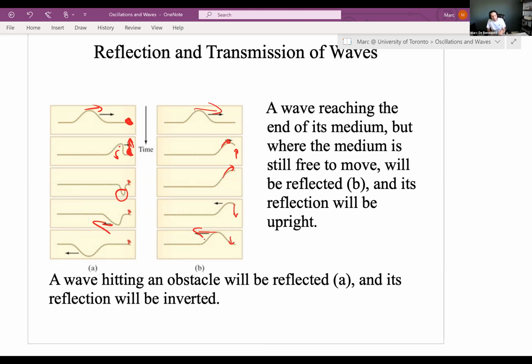So on this slide, there are two things. Reflection happens. If the wave pulse moves forwards, it will be reflected backwards. However, there are two ways that can happen. If it hits a fixed end, it'll reflect inverted. If it hits a free end, it'll reflect not inverted.